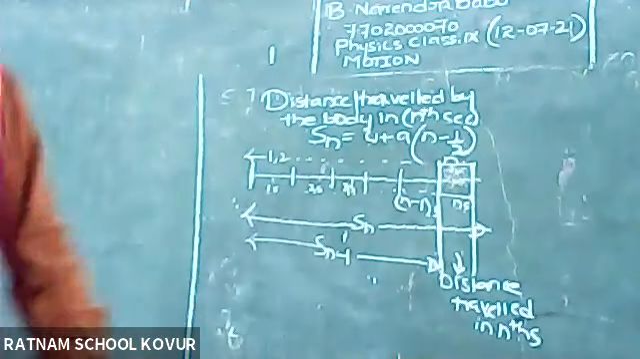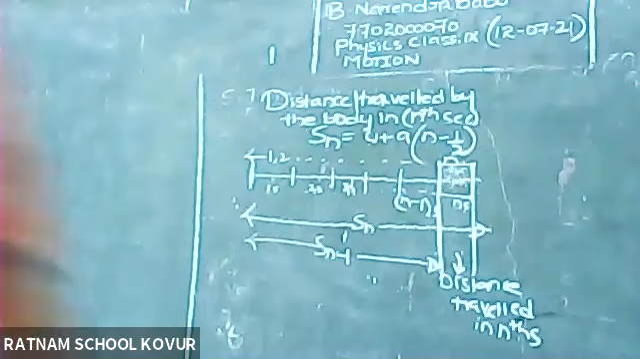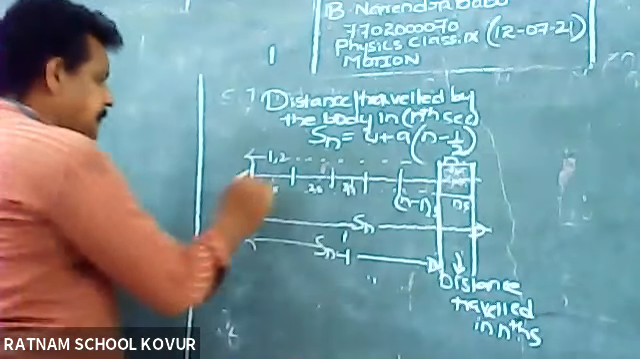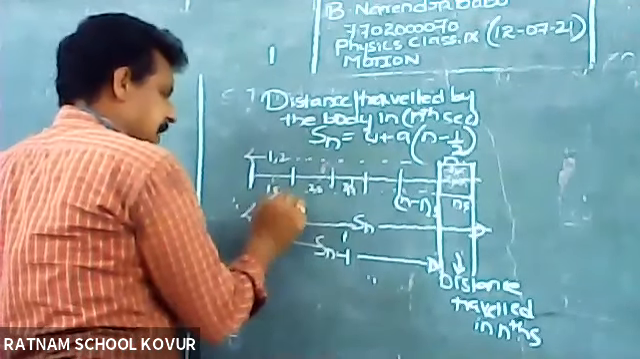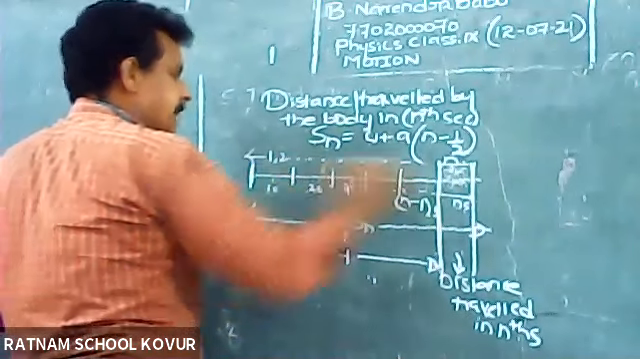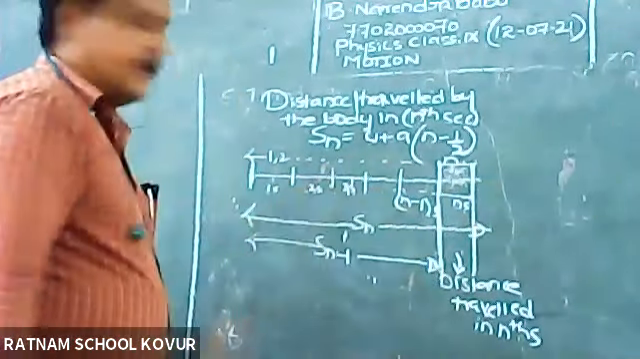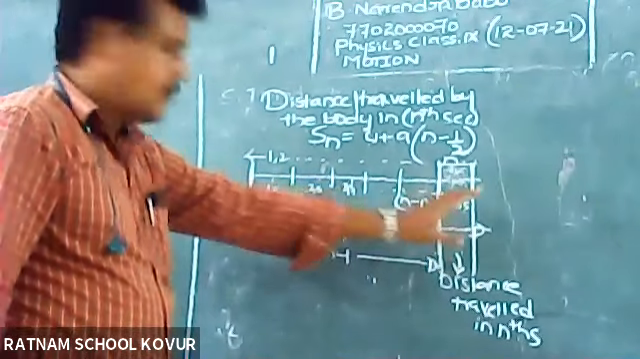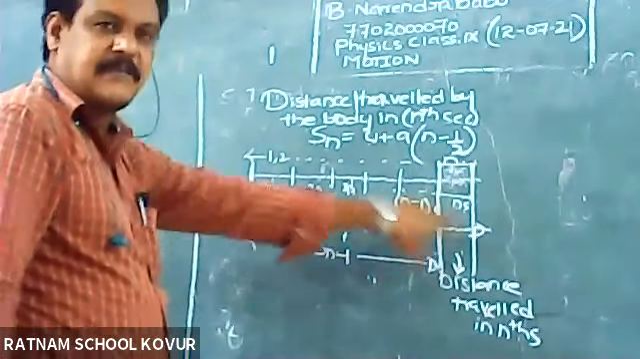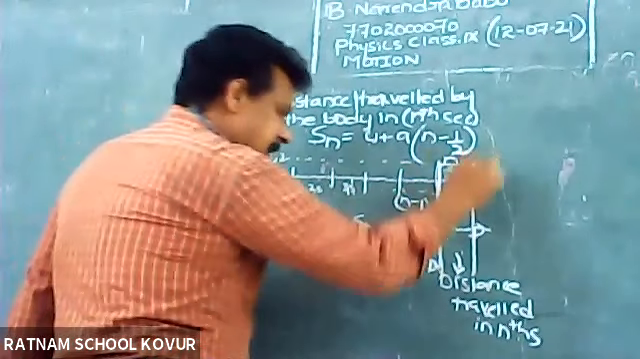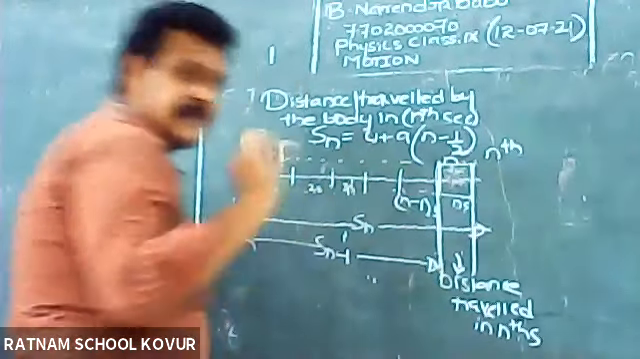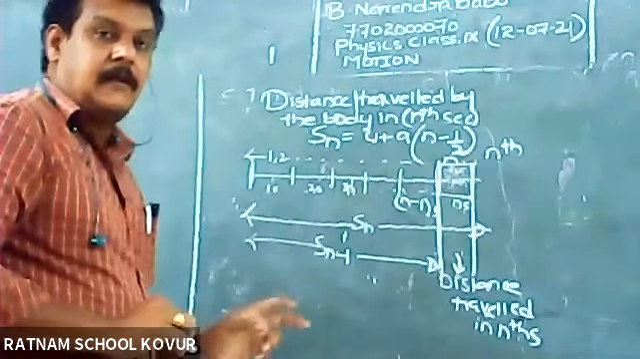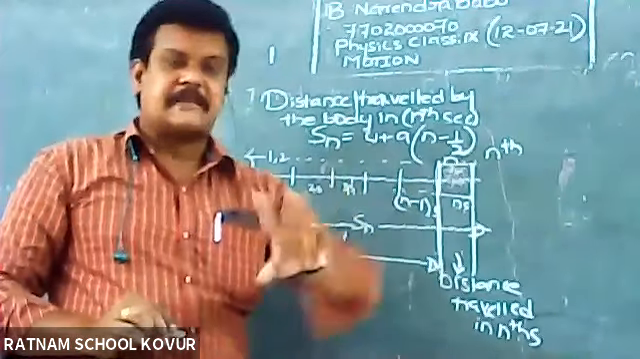I will repeat. This is somewhat difficult among all the equations of motion, and also very, very important. I have considered an object moving for 1 second, 2 seconds, 3 seconds, and like that I want to calculate for n seconds. If it is n, the second before is n minus 1. I want to calculate the distance traveled in the particular nth second, the distance traveled by the body in the nth second. Here, n seconds is different from the nth second.